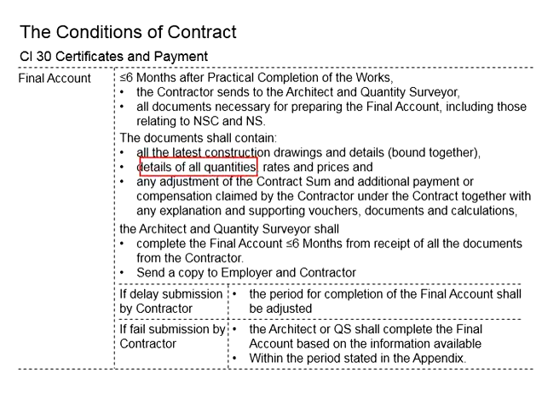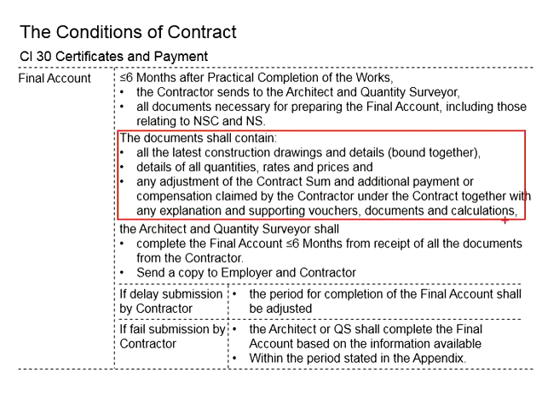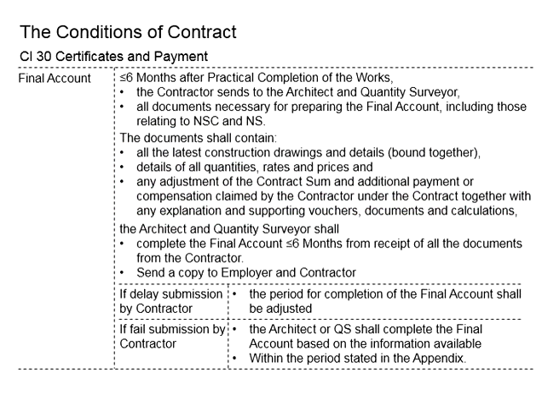The details of all the quantities, rates and prices are also to be provided, especially the quantity part, which could be slightly different from what was initially tendered, subject to the conditions on the site. And there could be some adjustments to the contract sum during the construction project. All those shall be supported with proper explanations, justifications, and also calculations. All these are to be submitted to the architect and quantity surveyor to be evaluated, considered, and adopted in the final account.